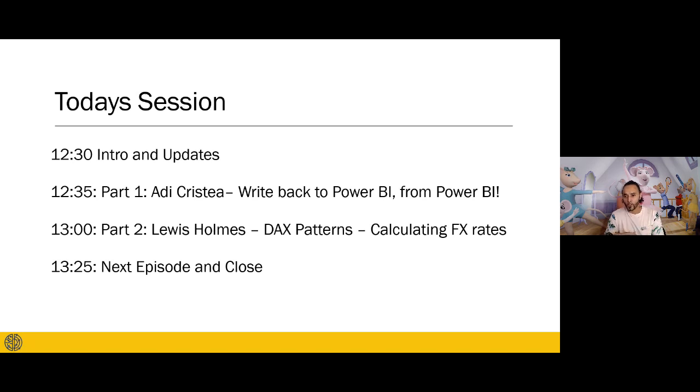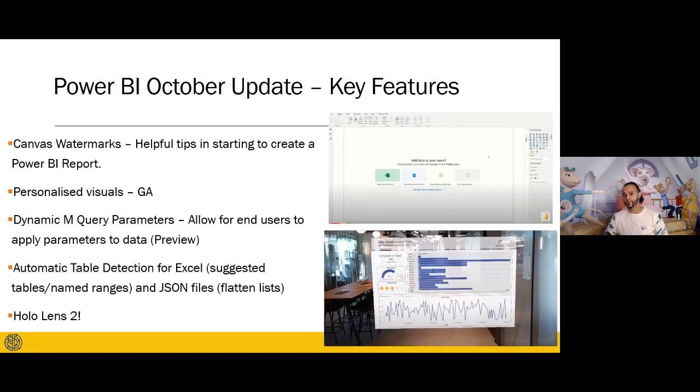After that, around 1 o'clock, we have Lewis Holmes, who's recently bought the DAX Patterns book from some guys called Marco and Alberto. He's been reading through that, and he's going to go through calculating financial exchange rates and the most efficient way, and a nice way to do that as well. Then we'll finish off later on with an overview of what's to be expected in the next session.